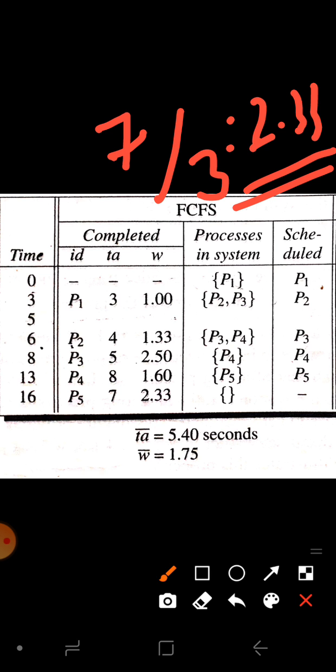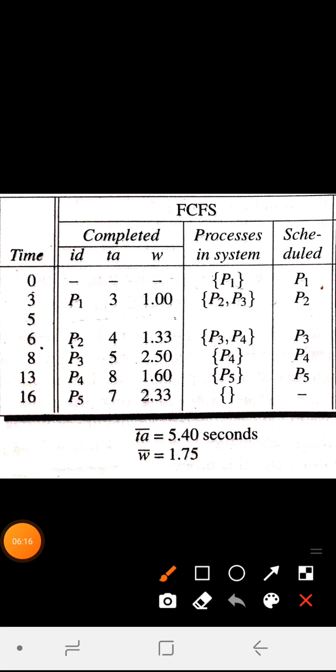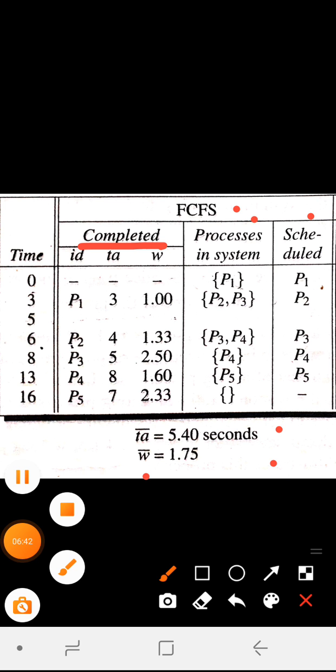So now we have taken FCFS, that is first come first served scheduling. This part of the table is showing the completed process ID, the turnaround time and weighted turnaround time, the processes in the system, and the scheduled process. And these two, TA bar and W bar, are the means: the mean turnaround time and mean weighted turnaround time. So this is about first come first served scheduling.